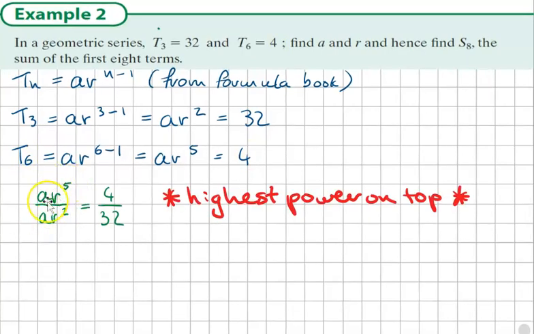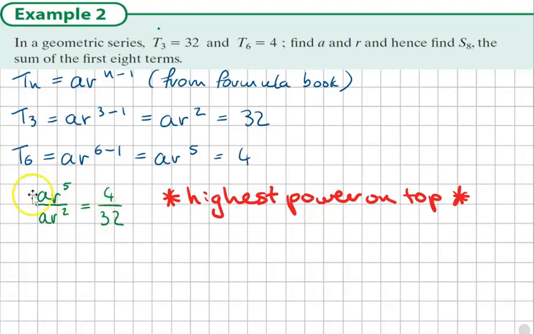So we're going to have a times r to the power of 5 is equal to 4. I'm choosing to put the highest power on top. It just means it'll be a little bit quicker to work out. And then I have a r to the power of 2 is equal to 32, so that's going on the bottom, because it's the lower power. I'll show you in a couple of minutes that if you put the lower power on top, you'll still get the same answer. It's just a lot longer.